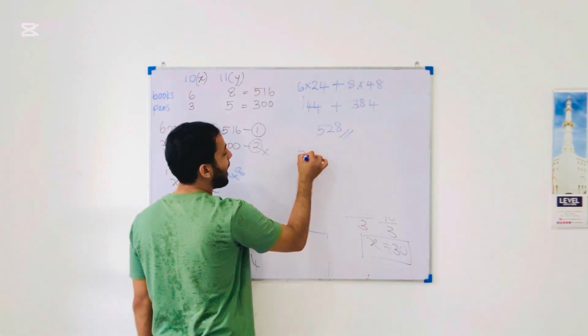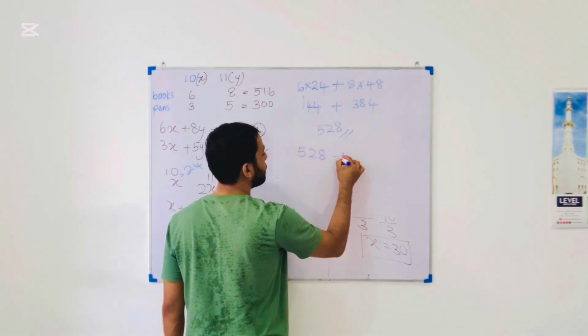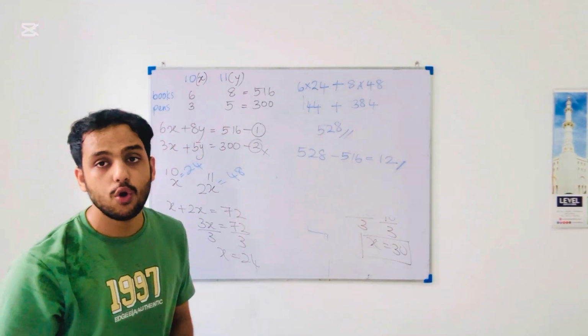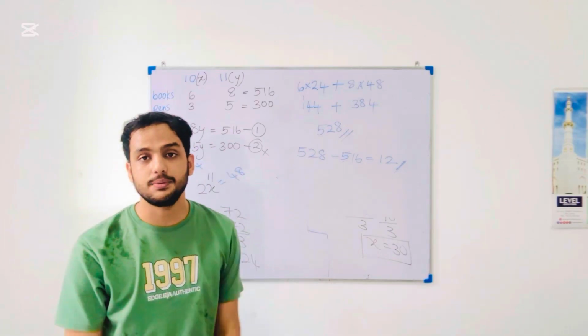Now originally I had only 516, so if I subtract 516 from 528, that means I need 12 additional books in the other school to distribute in the same manner as before.